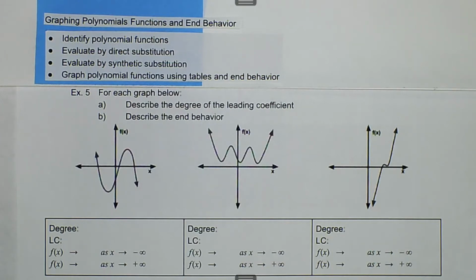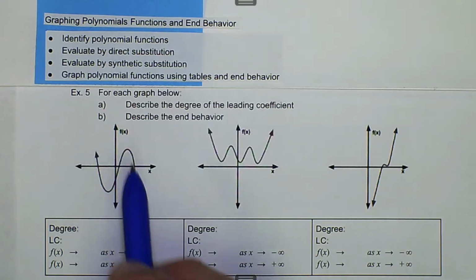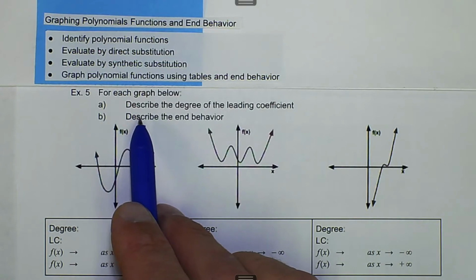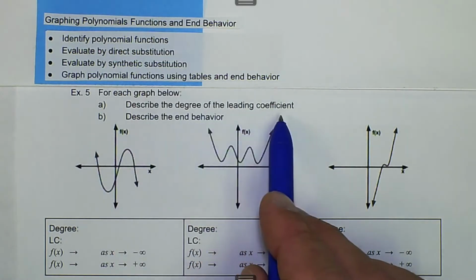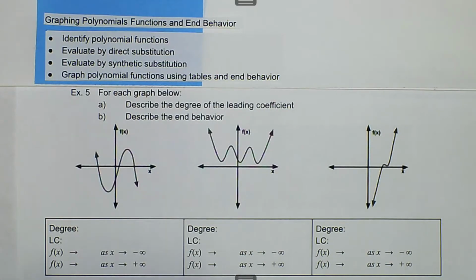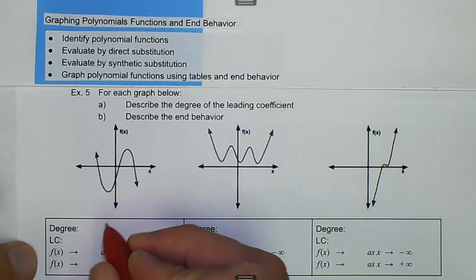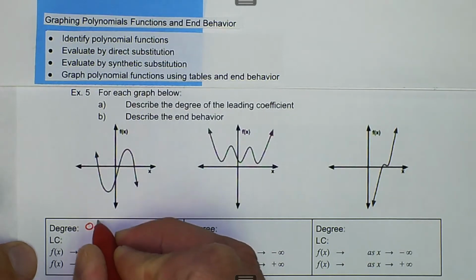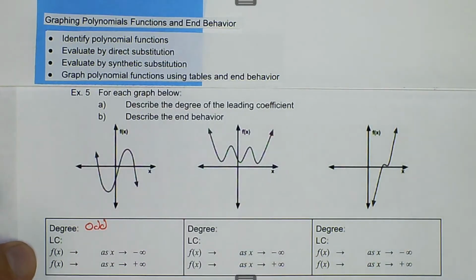We are talking about graphing polynomial functions and end behavior, and we want to graph polynomial functions using tables and end behavior. So for example 5, we want to describe the degree of the lead coefficient and describe the end behavior. So for this one, I see that the end behavior is going in two different directions. So right away, I know that this is going to be an odd degree. And sometimes odd degree can be a little bit tough.